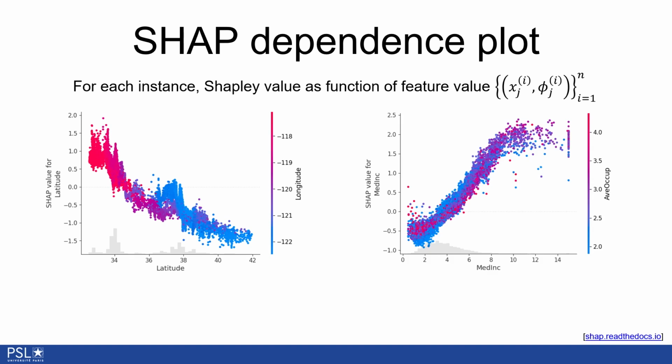The plot on the right shows Shapley values as function of medium income, which, as expected, has a strong positive influence on the output. The color code here shows that there are no correlations between medium income and average occupancy. So SHAP dependence plots give us a global explanation of the role of different features in the model in a manner very similar to PDP and ICE plots that we discussed in the previous lecture.